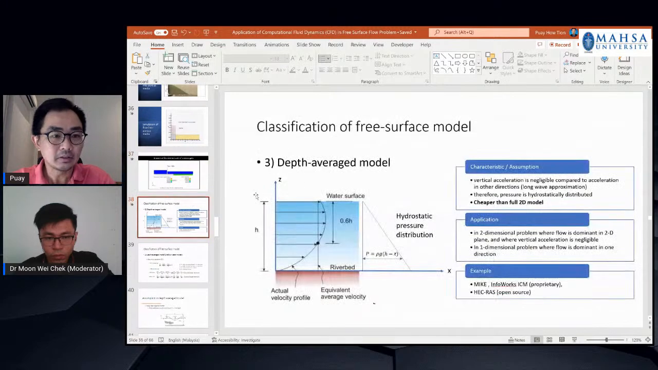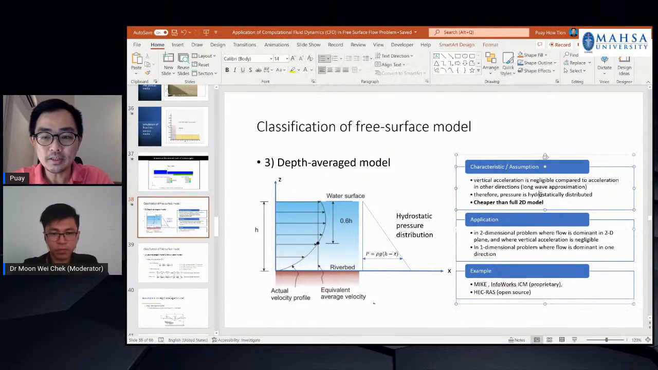And then the even cheaper model, cheaper means faster calculation, is the depth average model. So the depth average model is much cheaper and faster than the 2D model or the full 3D model. In this case, if we want to use this model, there are certain assumptions that we have to take into account, that we have to understand.